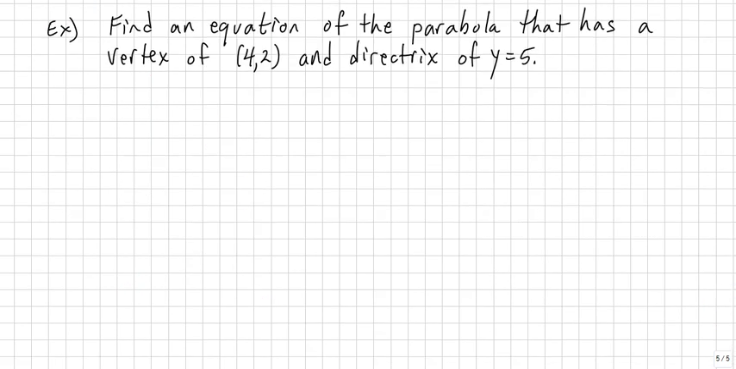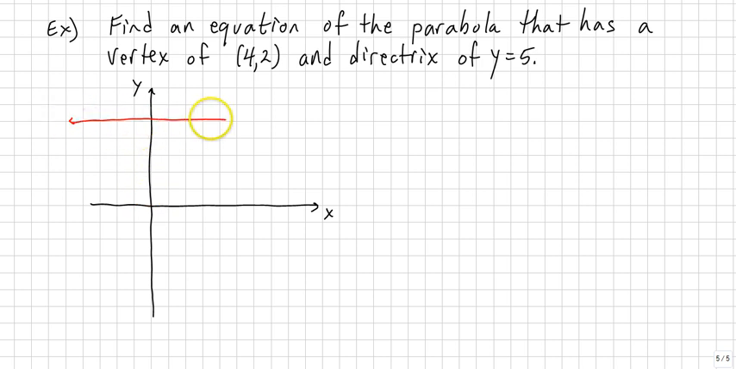Okay, last one. Let's find an equation of the parabola that has a vertex of 4, 2 and a directrix of y equals 5. Again, a picture helps quite a bit. So y equals 5 is the directrix. It's a horizontal line through 5. And then our vertex is 4, 2. Right off the bat, I can figure out a. When we look at the graph, it's 1, 2, 3. a is 3.